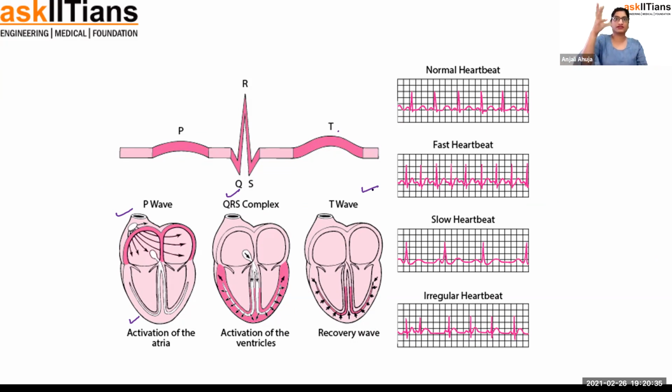So a normal heartbeat is like this, and then a fast heartbeat will be very, very fast, the reason being that this thing is happening very fast. In a slow heartbeat, this thing is happening a little slow. And irregular heartbeats mean that some kind of heart condition is there.